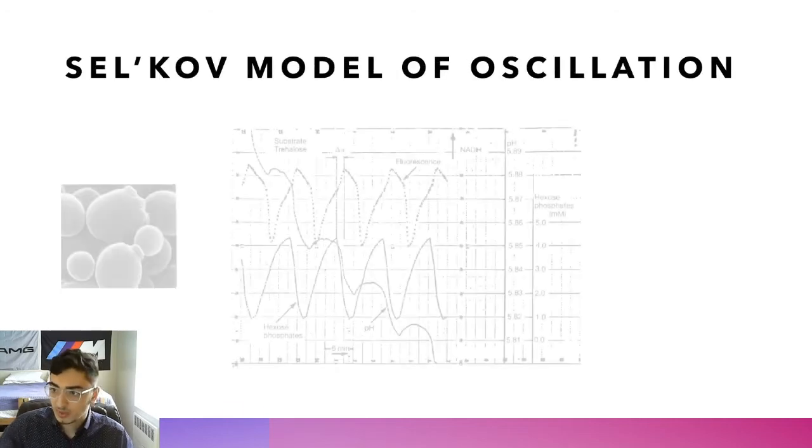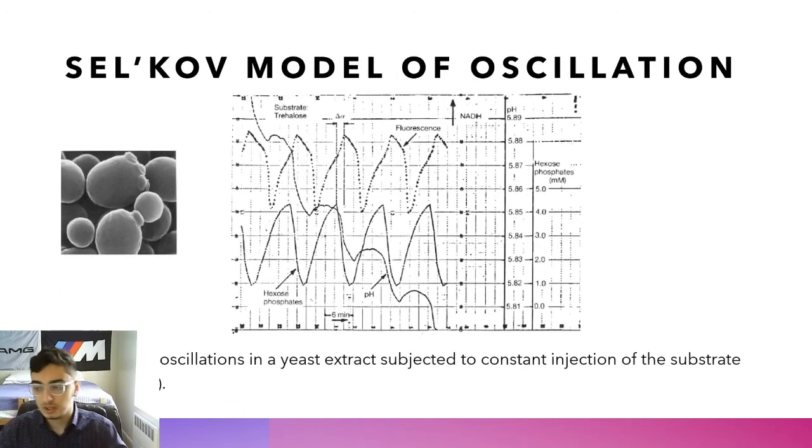Before we start, I would like to show you a graph of the oscillation that they found. You can see cells performing glycolysis in the left figure, and in the middle figure, you can see a pattern that developed through the ADP and F6P. This is glycolytic oscillation in a yeast extract subjected to a constant injection of substrate. By injecting the yeast cells with trehalose, they were able to find a pattern of oscillation.